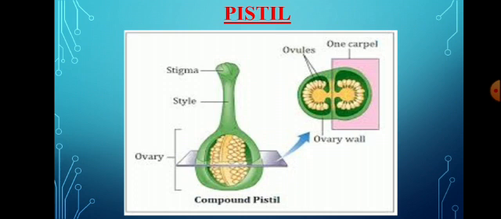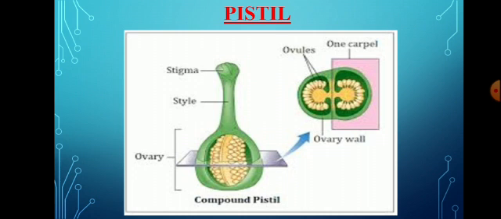Okay. Then style, which is a long tube-like structure. It is swollen at the base. It is a sticky part that attaches the stigma to the ovary. Then the third part, ovary. The small and swollen sphere at the base of the pistil. It's the last one in the pistil.